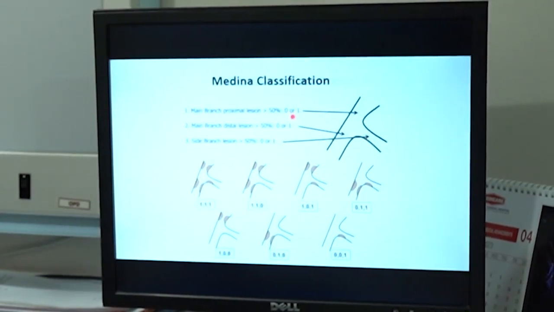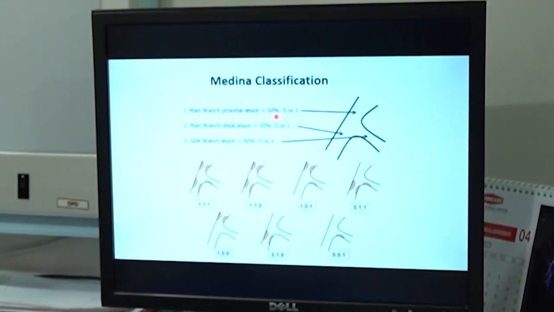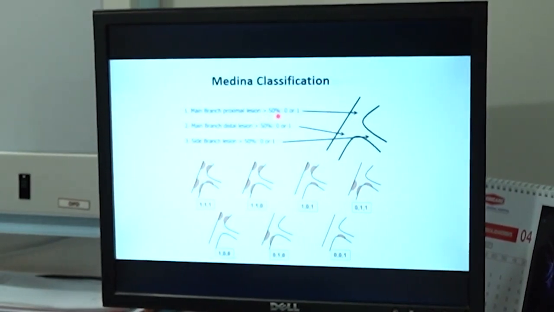Now, how do we classify it? In the main branch, anything that has a lesion of more than 50% stenosis is given a number 1. So if the lesion is in the proximal part of the main branch, it's 1 there, and the main branch distal, that is distal to the branch, if there is a lesion, again 1, and in the side branch, that is 1 again. So here it says this is a lesion in proximal, lesion in distal, lesion in side branch. So it is 1, 1, 1 as it's classified there.